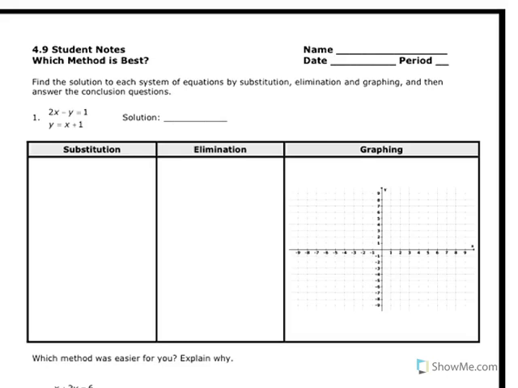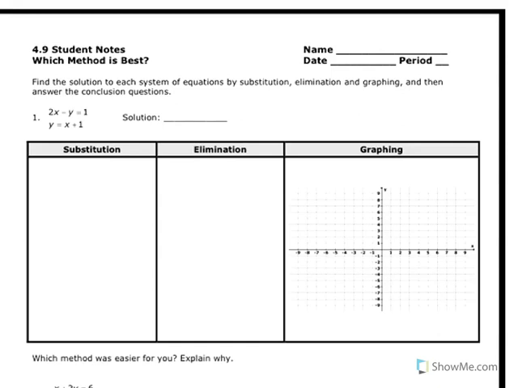This is Algebra Lesson 4.9. Student notes, it's called Which Method is Best? So we've been looking at solving systems of equations now for about a week, and we've learned how to do it using substitution, which is right here. We've learned how to do it using elimination. We've learned how to do it by drawing a graph, and we've also learned how to do it graphing using our calculator. So all those different ways are ways that we can solve.